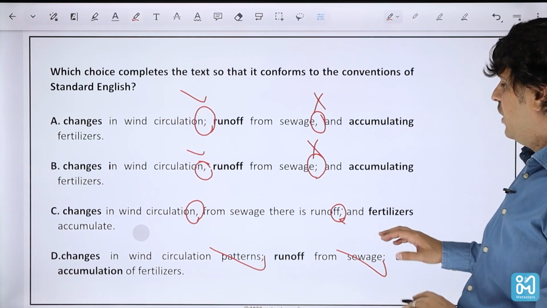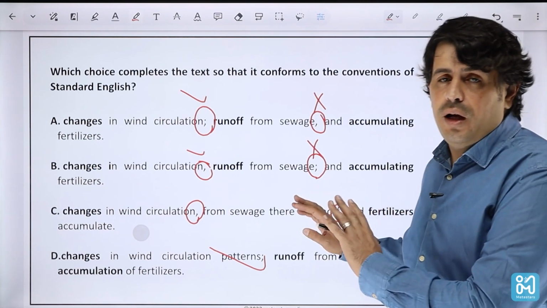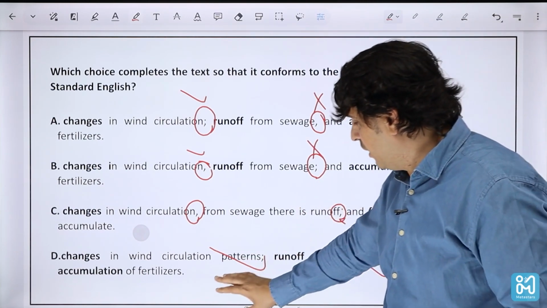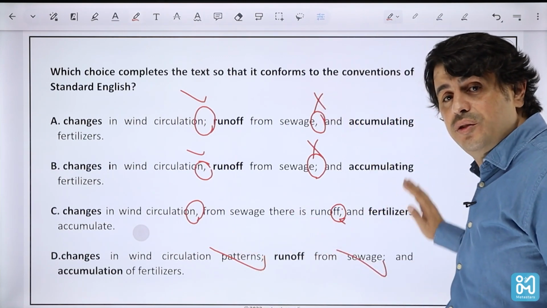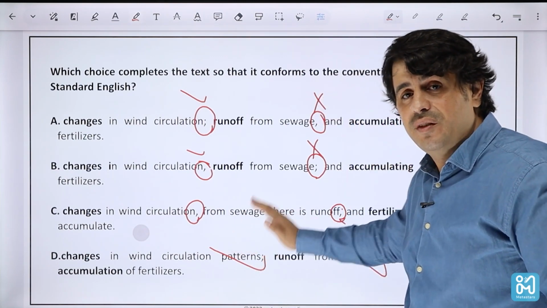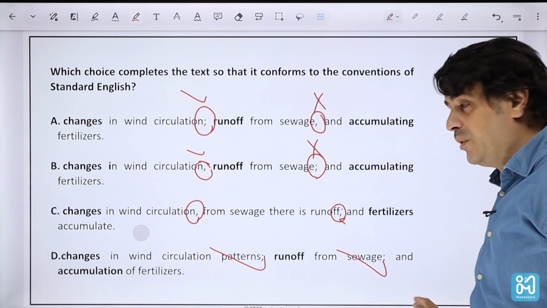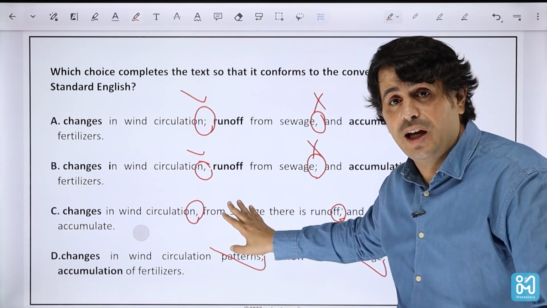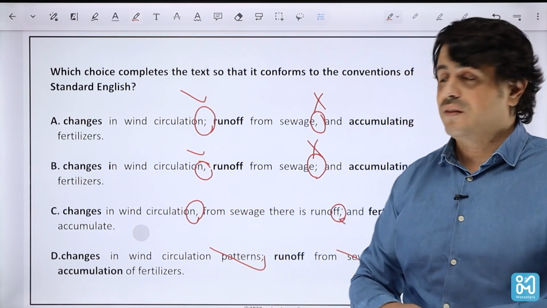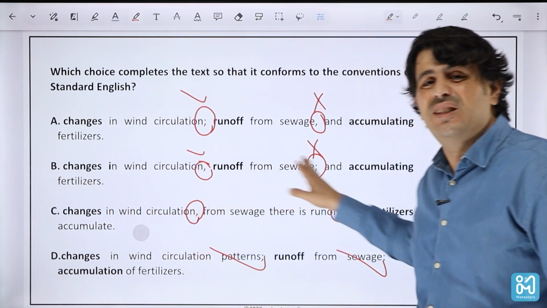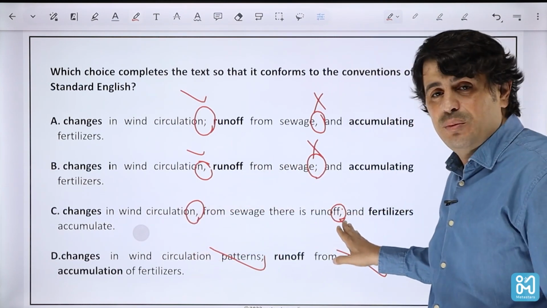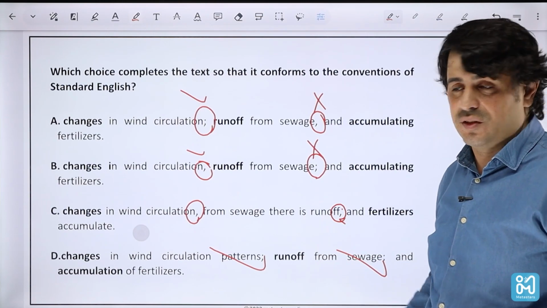Otherwise, guys, whenever we have a semicolon, I should keep the same pattern: semicolon and semicolon. This one can be correct. Just assume that I started with a comma and then ended up with a semicolon. This one does not make sense at all.